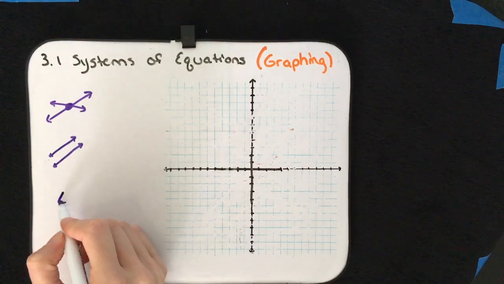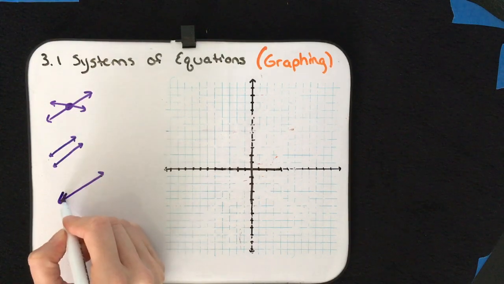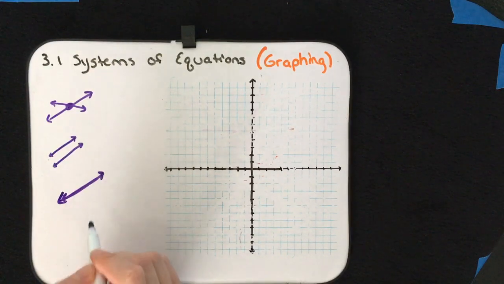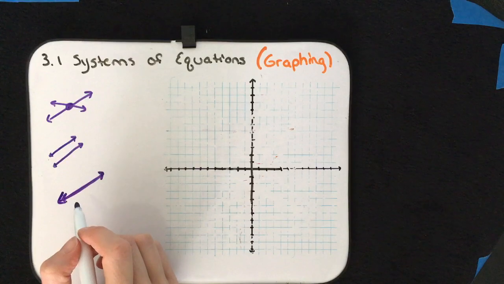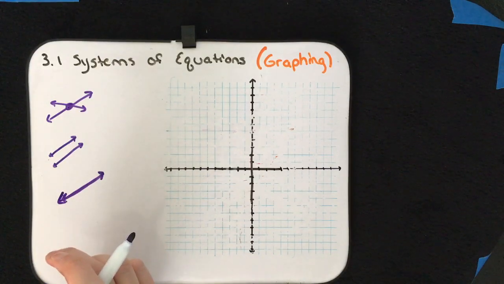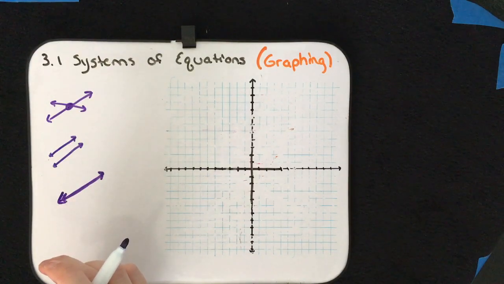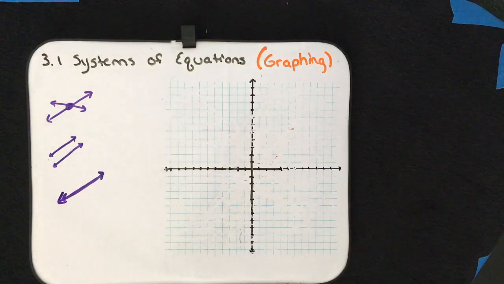And the third option, when you graph the two lines, you could have them be the same line. This means that there are infinitely many solutions because the two lines are just different forms of the same line. Let's look at a couple examples.